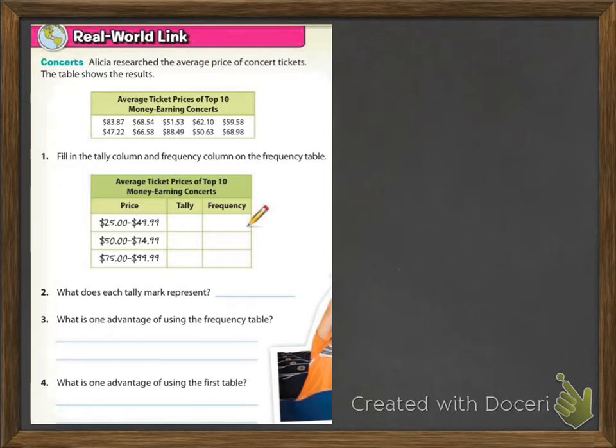Then it says to fill in the tally column and frequency column on the frequency table. So there are two separate pieces here. The tally portion is where you're going to take the data from the raw data up here. So this is going to be considered the raw data. It's considered the raw data because it's not organized into any particular order. It's not organized into a table. It's not in order from least to greatest. So this is considered the raw data.